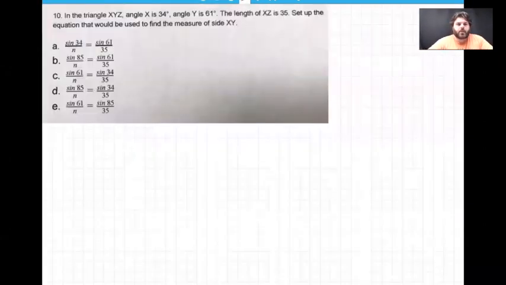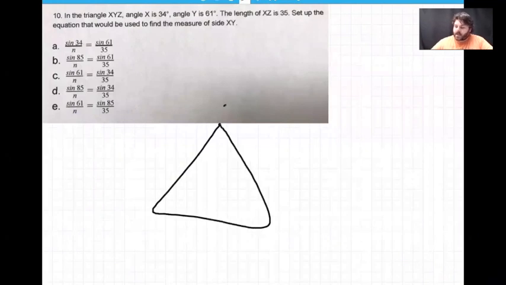All right, in the triangle XYZ, angle X is 34 degrees, angle Y is 61 degrees, the length of XZ is 35. Set up the equation that would be used to find the measure of side XY. All right, this makes no sense to me unless I have a picture. I just don't quite get what's going on here.